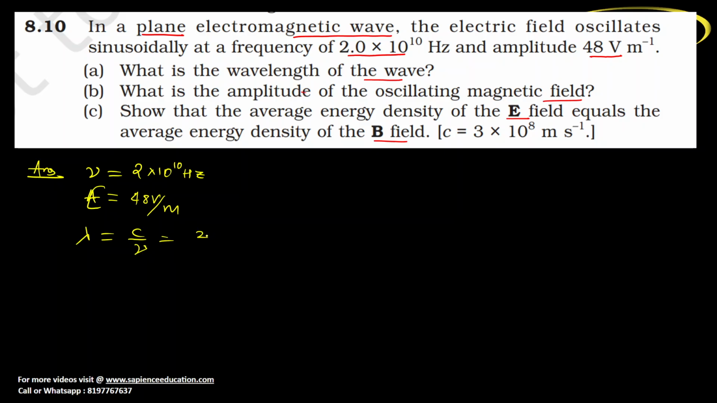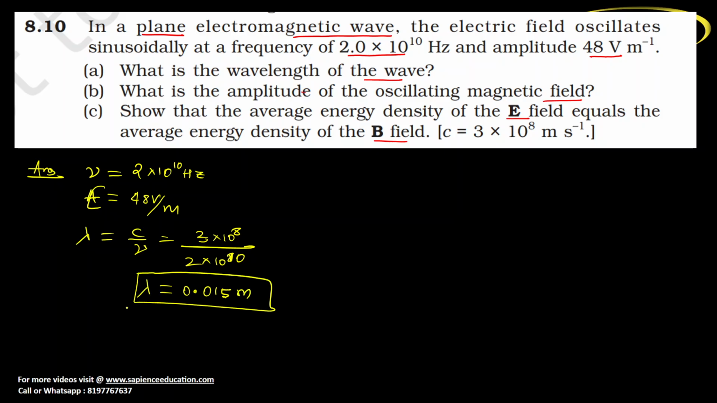So c is equal to 3 into 10 to the power 8 meter per second, divided by the frequency, which is 2 into 10 to the power 10. When you calculate it, how much is it coming? 2 divided by this one. So this will be 0.015 meters. This is the value of lambda, right? So the first part of this question, the A part, has been solved.